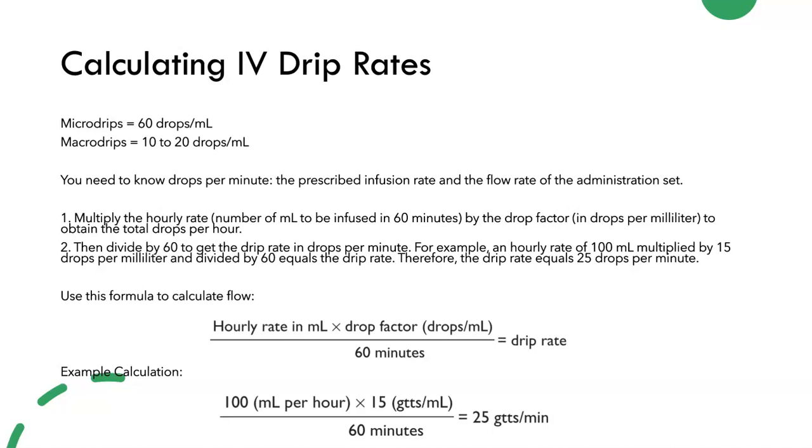So ultimately, we're trying to get our drip rate, which is drops per minute. Okay. So flow rate is mils per hour. Drip rate is drops per minute. Okay. So you can use this formula listed here: the hourly rate in mils times the drop factor, which is your drops per mil, divided by 60 minutes will give you your drip rate or your drops per minute.